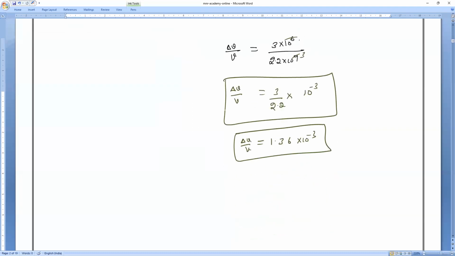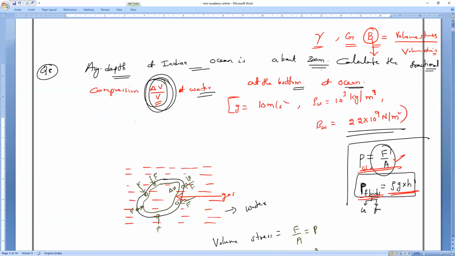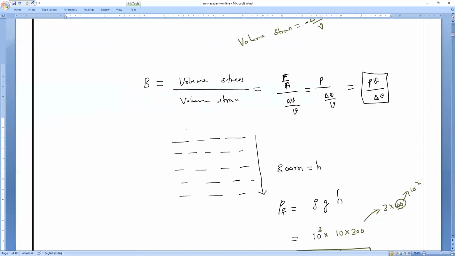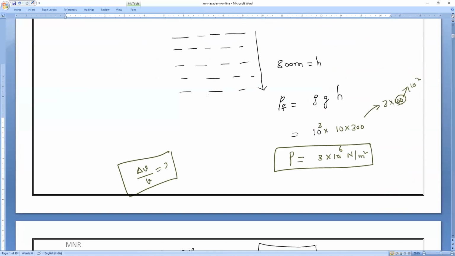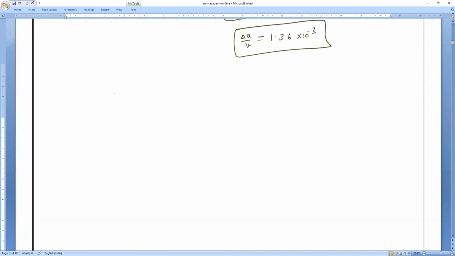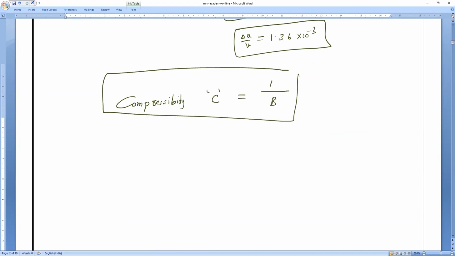And one more thing I want to say here. All of you observe, compressibility is a factor you will get in this chapter. If you want to calculate the compressibility, note it, everybody: compressibility C is just 1 by bulk modulus. So learn this formula also. 1 by bulk modulus will give us the compressibility factor. This is also one of the most important. I hope you all understand this question.